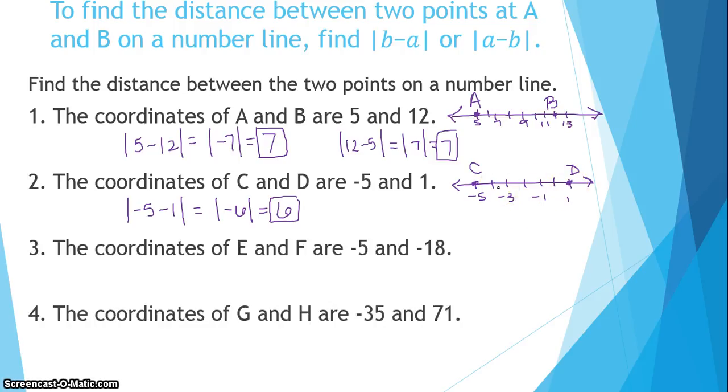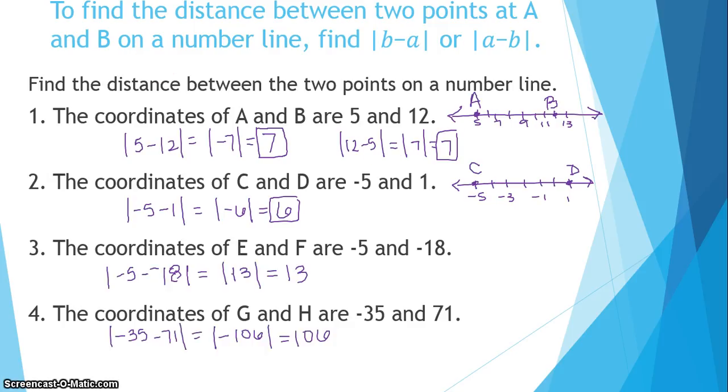Go ahead, I want you to do on your own, so pause this in a minute, and do 3 and 4. I put the work on here for you, but on 3, when you subtract them and then do absolute value, you get a distance of 13. On 4, when you subtract and do absolute value, you get a distance of 106.